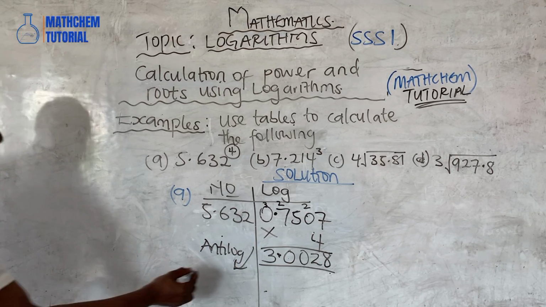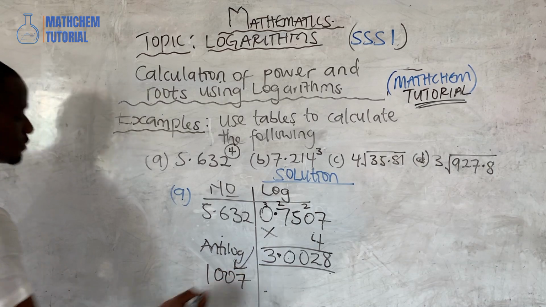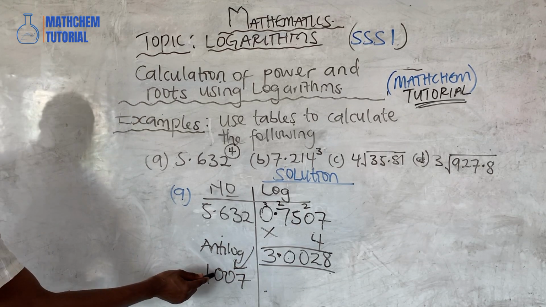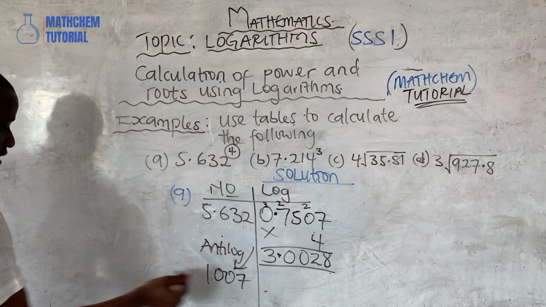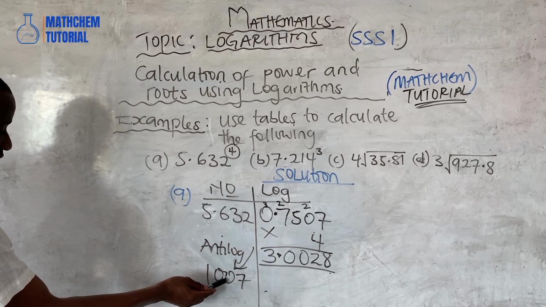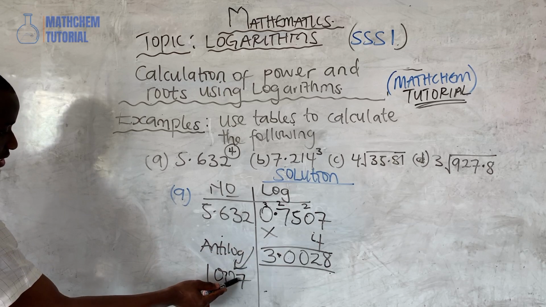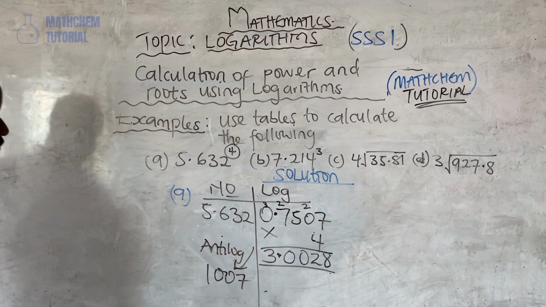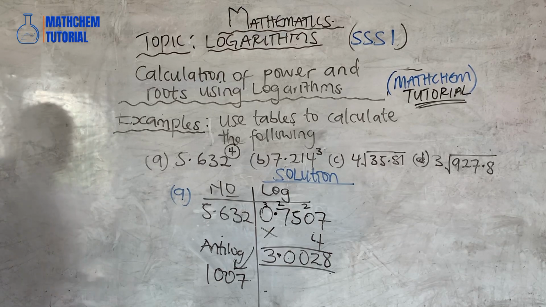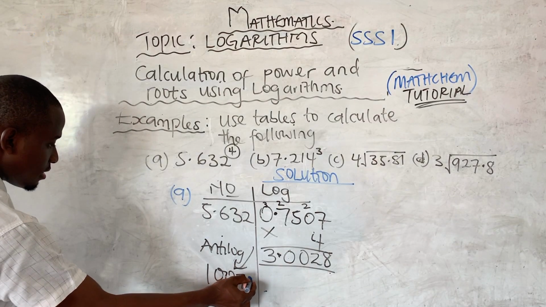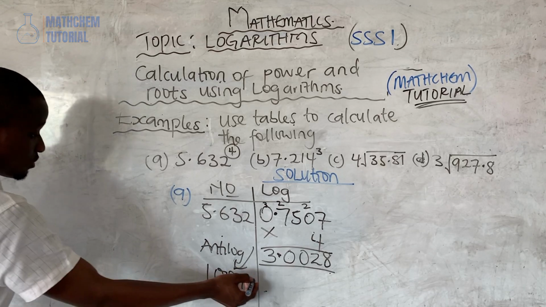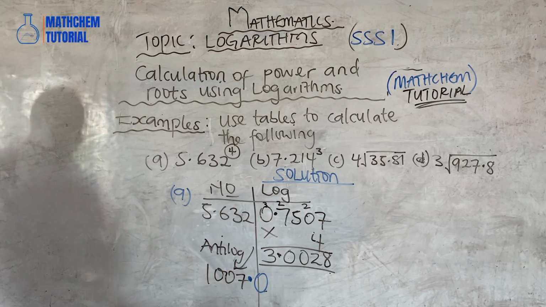So I will come here and write 1007. Now the next issue is, where will I put my decimal point? Remember, if it is here, that means this value is 0. If it is here, that means this value is 1. If it is here, this value is 2. Then if it is here, that means this value is 3. So therefore my decimal point will be here. If my decimal point is here, I need to extend by writing a 0 here. So this is my final answer.